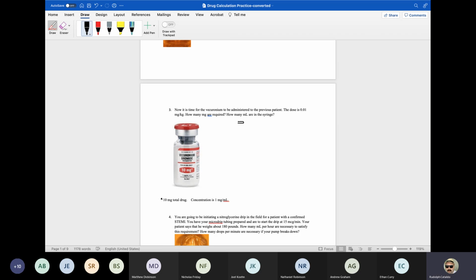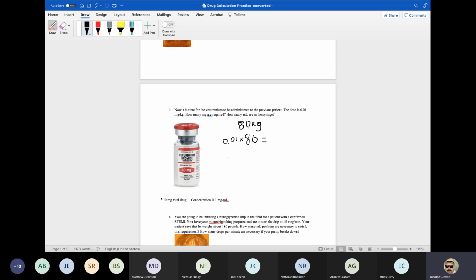Same patient. So again, 80 kilos. The dose is 0.01 mg per kg. So 0.01 times 80 of vecuronium equals what? 0.8 milligrams.